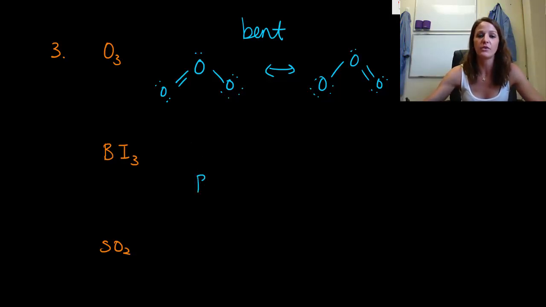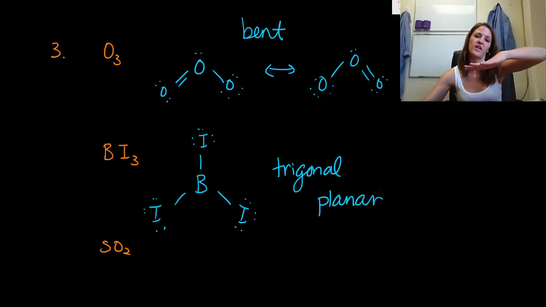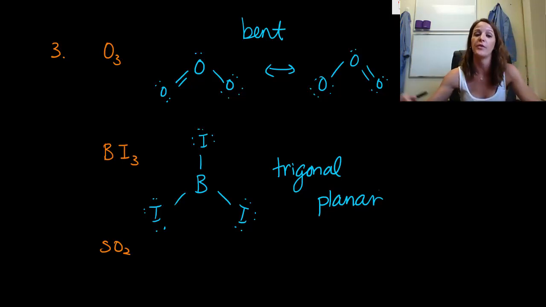Then we have BI3. So B is going to be in your center. It's going to be surrounded by iodine. There are 3 of them, so you can hopefully do this symmetrically around that boron. And then the iodines here, they each have 3 lone pairs on them. Our central atom is boron. There's 1, 2, 3 regions of electron density around it, none of which are a lone pair, so this is a new shape for us for this video. This is called trigonal planar. Okay, so it's flat. If you were to look at it, it would be flat on the structure. It would lay nicely on top of a piece of paper or something like that.